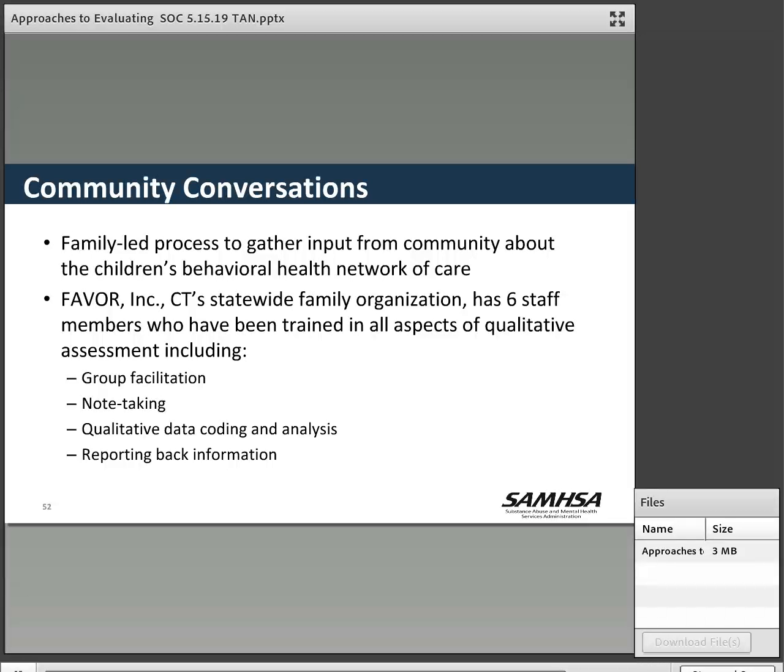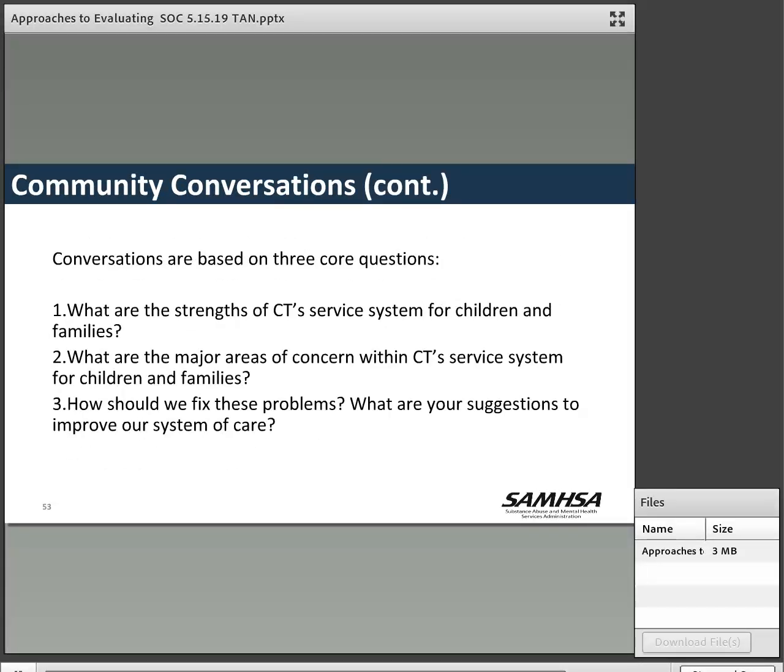So in addition to the efforts across the state to gather input from professionals, leaders, and policymakers, we knew we needed a mechanism to collect authentic and meaningful data from caregivers and youth receiving services in the network of care. As an evaluator, I had previous experience training recipients of behavioral health services to conduct qualitative assessments using focus groups, so we decided to embark on a process of conducting community conversations led by staff from FAVOR, our statewide family organization. At that point, 6 FAVOR staff were trained to facilitate the community conversations, and others were trained as note takers to document the information that was collected.